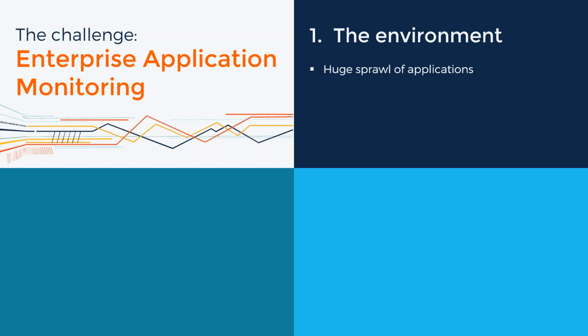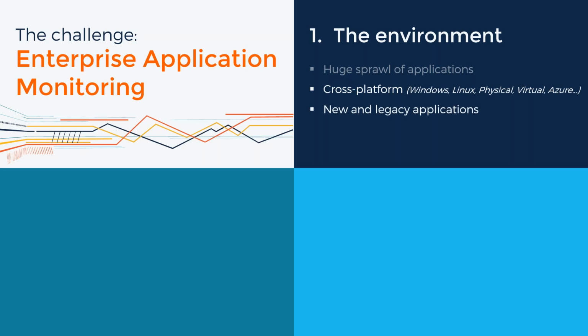Typically, you have a huge sprawl of applications. These applications are running across infrastructure, across many different platforms. So you'll probably have some Windows, probably some Linux in there as well, running across both physical on-prem data centers and up in clouds from Azure to AWS. And any one application could span any number of those different platforms and locations.